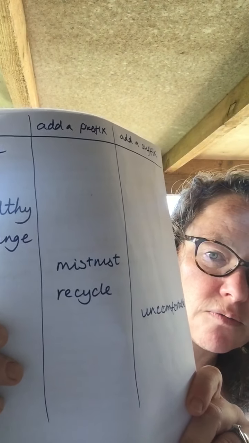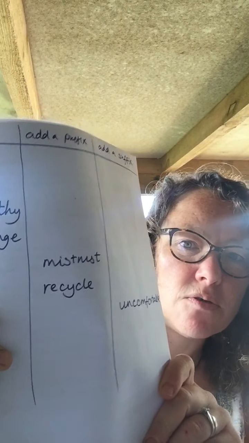And then if you look at the middle column here, we've got mistrust and recycle. So you need to work out what you think the root words were for mistrust and recycle. And certainly with recycle, you could add a suffix as well to that. And then look at the last one, uncomfortable. You need to work out from uncomfortable what the root word is, and go back and then take off or add a prefix or a suffix to it. It's already got both of those on, so you need to take them both off.